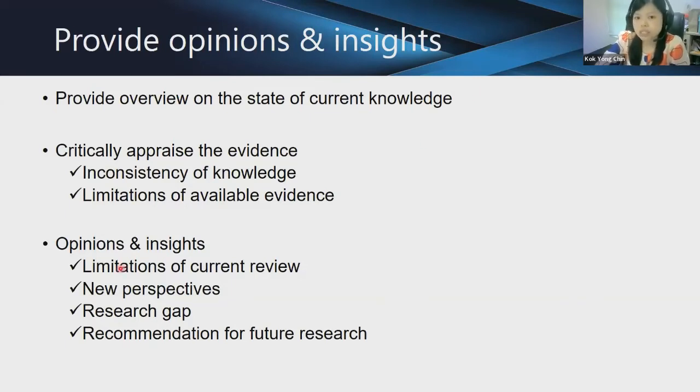It is summarized from whatever you have put in as your evidence. After that, you can critically appraise the evidence, whereby you can discuss whether there are inconsistencies or consistency in the knowledge. Then you can also put in the limitations of the available evidence. So you can comment on what the limitations of the available evidence are.